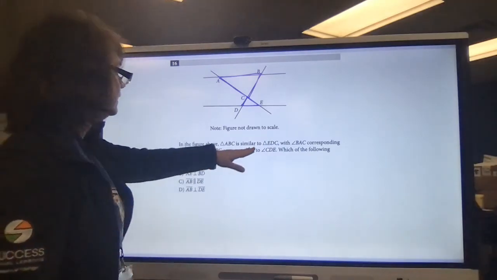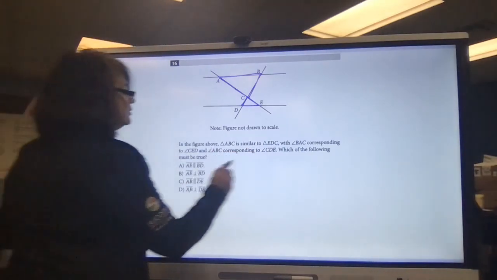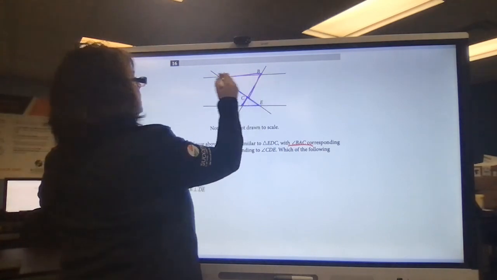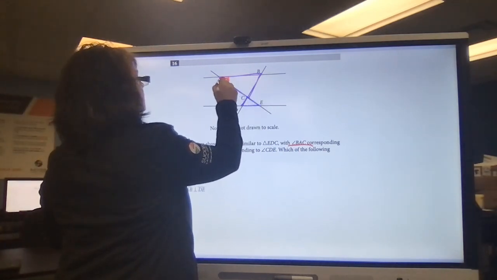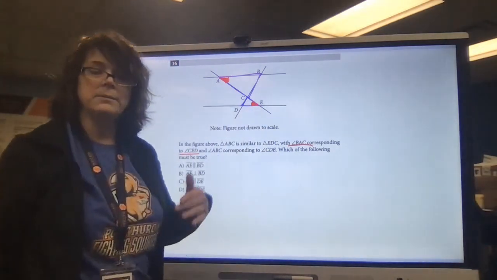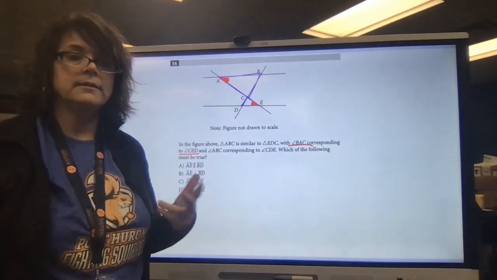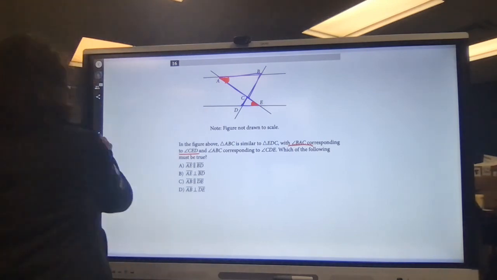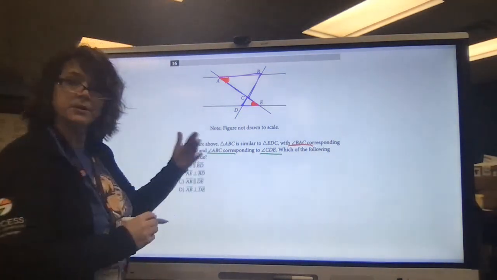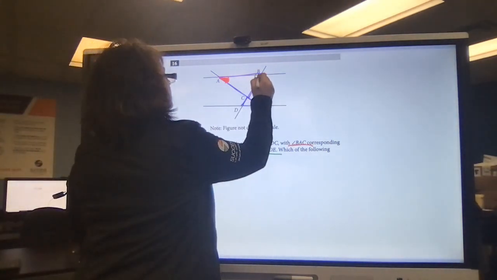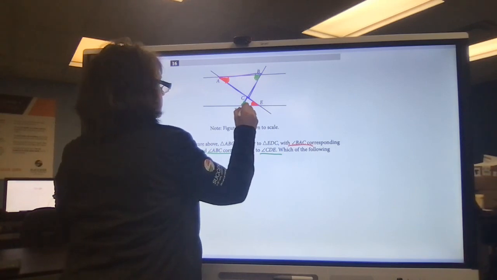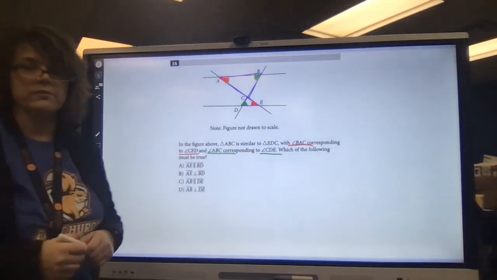Okay. Next, it tells us that we have corresponding angles. BAC is corresponding to CED. So I'm going to mark that on my diagram. Angle BAC, this angle right here, corresponds to angle CED, which is this angle right here. So again, that's telling me that they're congruent to each other because of similar triangles. Then it goes on to tell us that angle ABC corresponds to angle CDE. I'm going to draw that in as well. Angle ABC is right here, and it corresponds to angle CDE, which is this angle right here. And it's asking us to find which of the following are true.